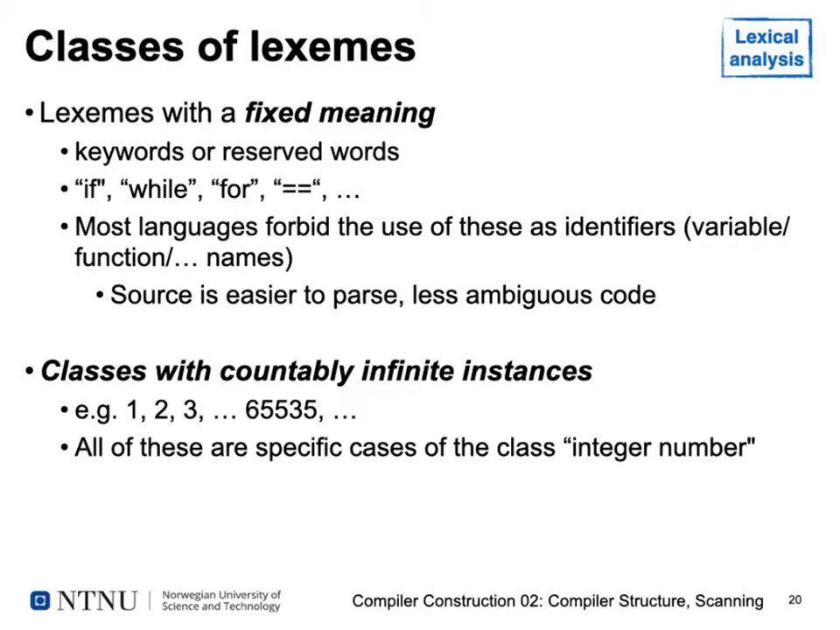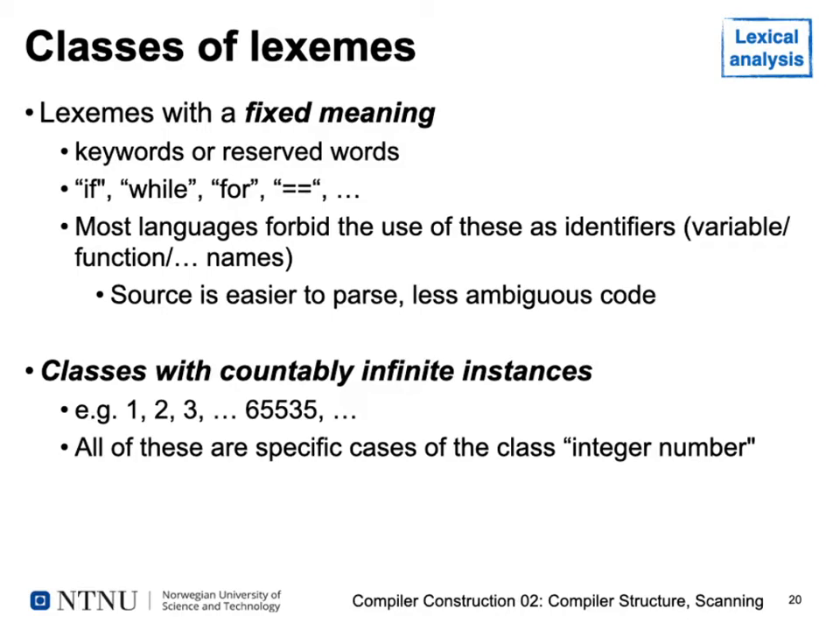Then you can also have classes with countably infinite instances. For example, we've seen the class number before. So a number can be a 1 or a 2 or a 3 or a 65, 5, 35, and so on. So we want to have a single class encompassing all, for example, all integer numbers in our code. And we don't want to create a class for integer number 1 and integer number 2 and so on.